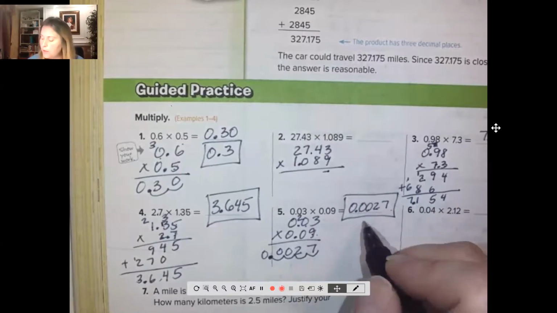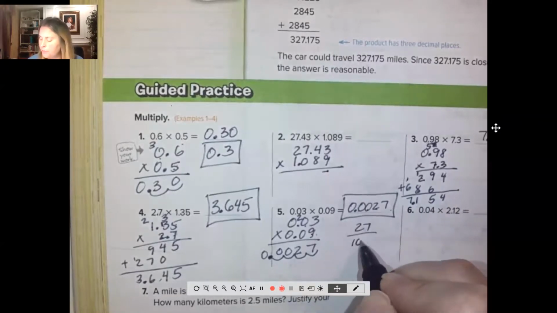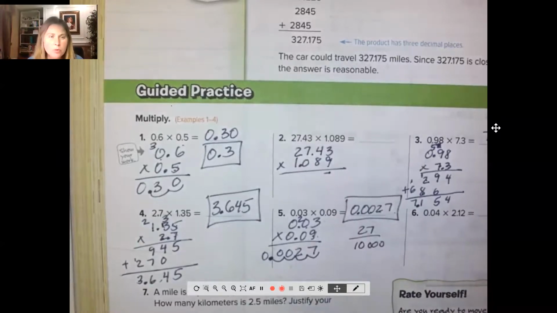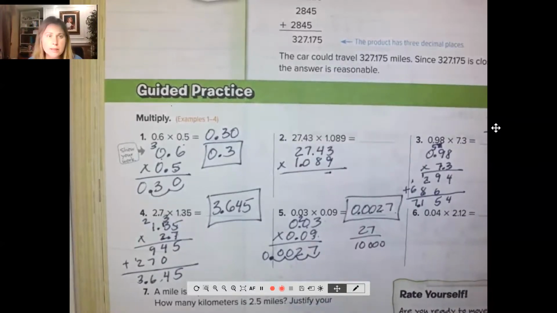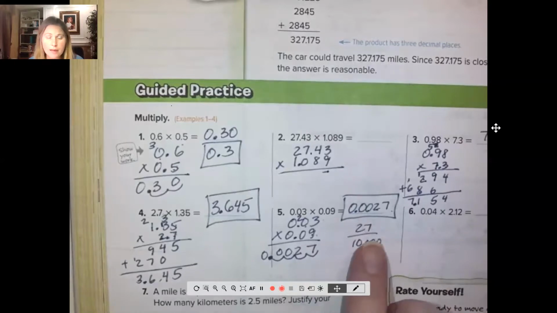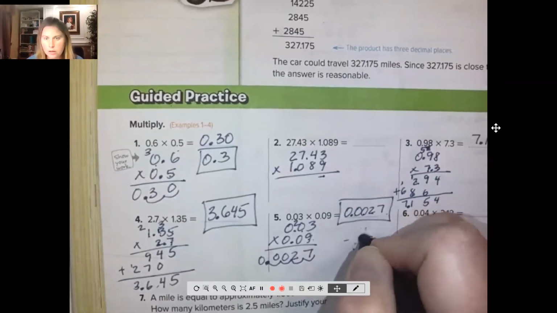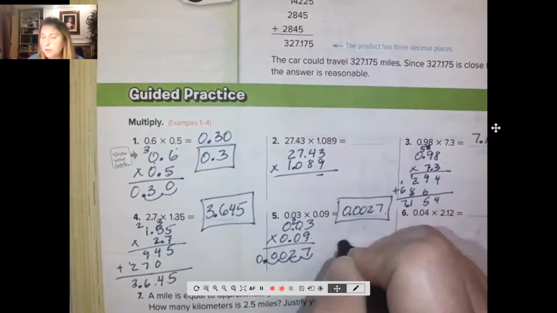When we wrote it as a decimal, we would say 27 10,000ths. But we're not actually doing that right now. When we get to the fractions lesson, kids tend to forget that and overthink it, so I'm going to start reminding you of that now. We don't need to do that at this point, but you're getting a little sneak peek of things to come.